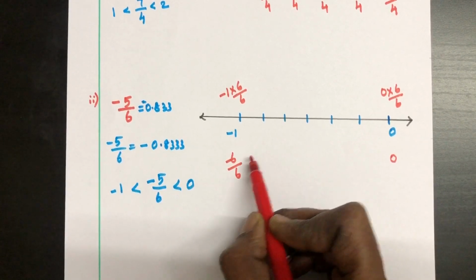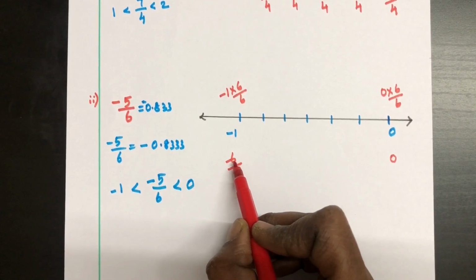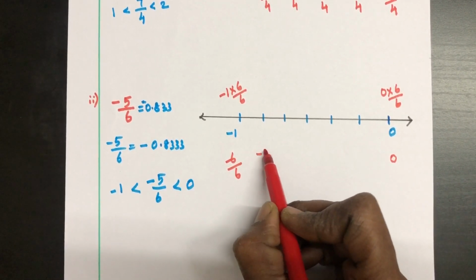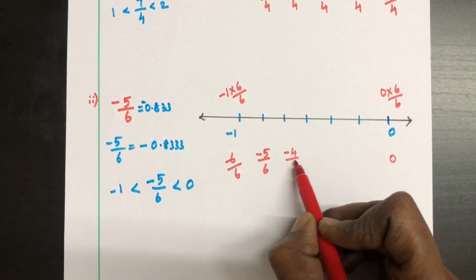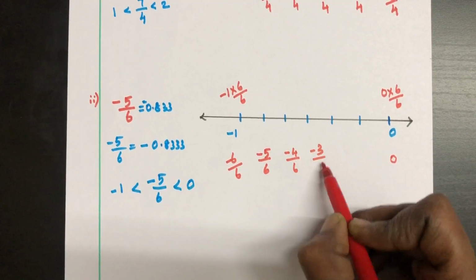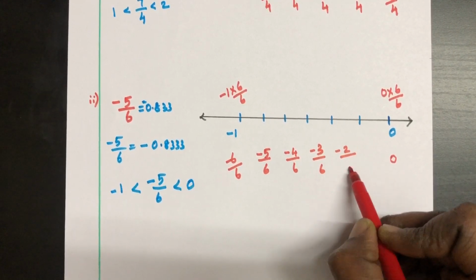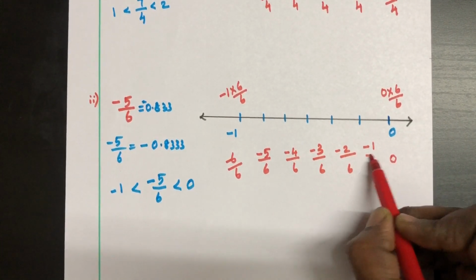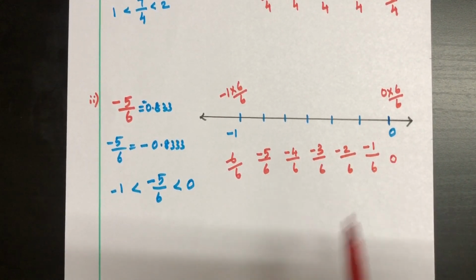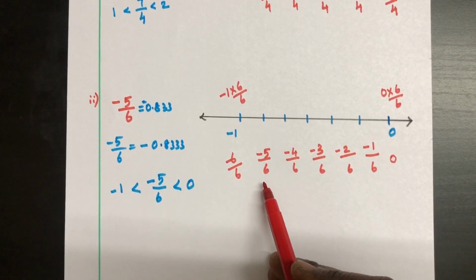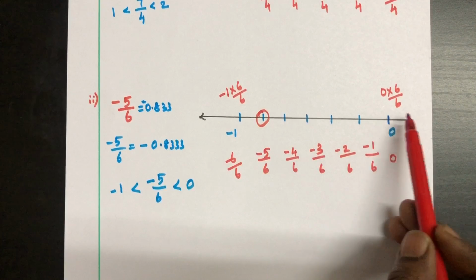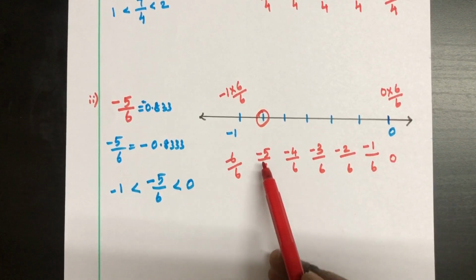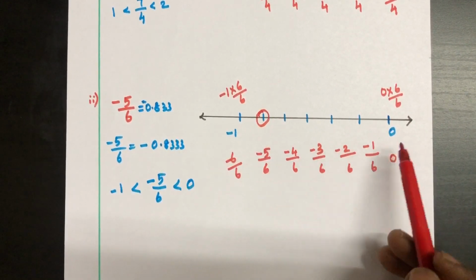Now we have to go in this way. How to do? It is on the negative side, so it will decrease. Minus 5 by 6, minus 4 by 6, minus 3 by 6, minus 2 by 6, minus 1 by 6 and this is 0. So our value minus 5 by 6 lies here. So we have plotted minus 5 by 6 between minus 1 and 0.